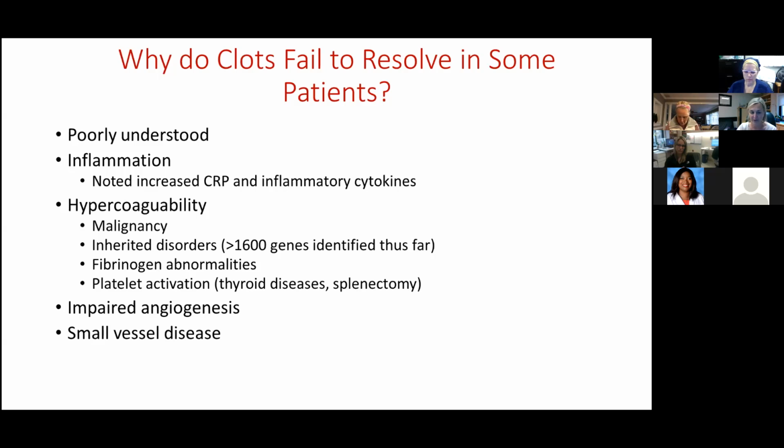with an acute PE, but things more like malignancy, some abnormalities in fibrinogen, and platelet activation pathways, which are often affected by thyroid disease and splenectomy, and some inherited disorders as well. There is some postulation that impaired angiogenesis also has something to do with this, and just small vessel disease in the lungs, so small pulmonary arterioles.